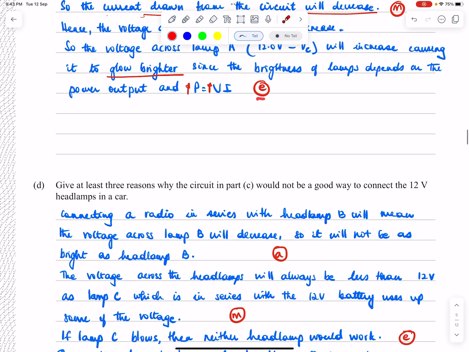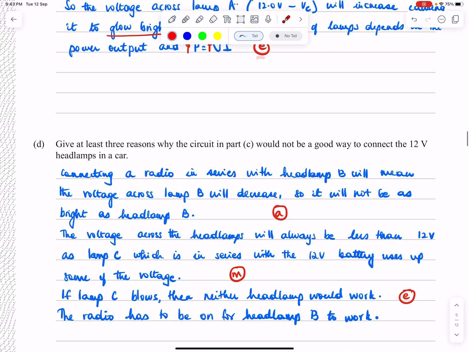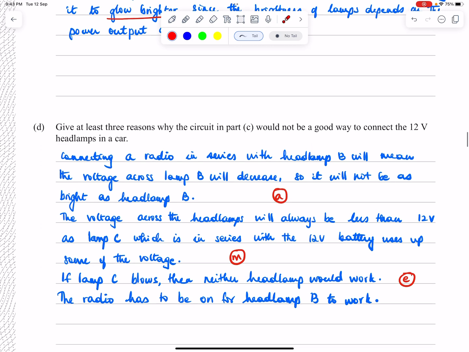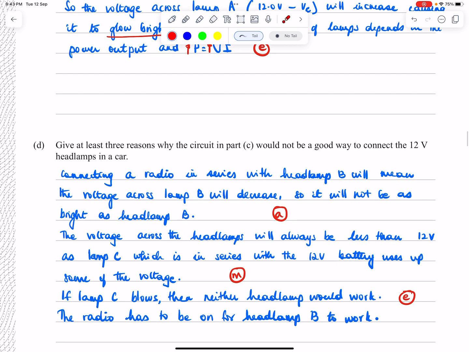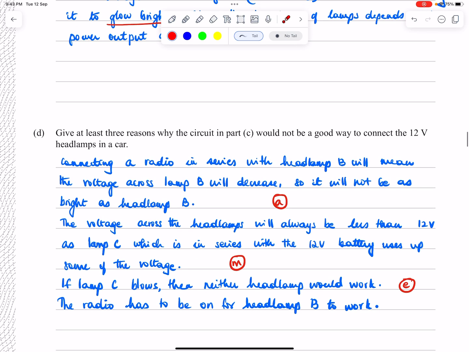Then give at least 3 reasons why the circuit in part C would not be a good way to connect the 12-volt headlamps in a car. So there's lots of reasons. Connecting a radio in series with the headlamp will mean that the voltage across lamp B will decrease. So lamp A and B will not be the same brightness. Lamp B will always be dimmer than lamp A.